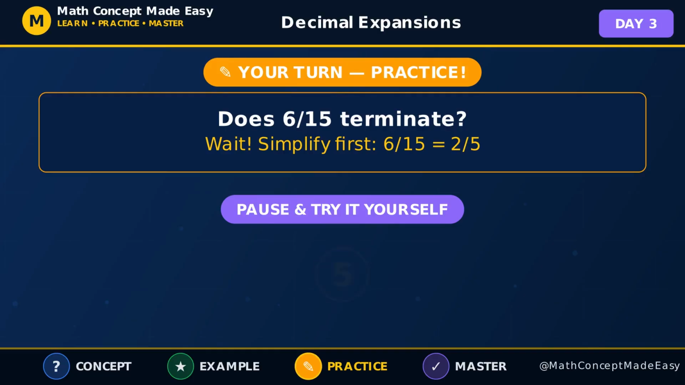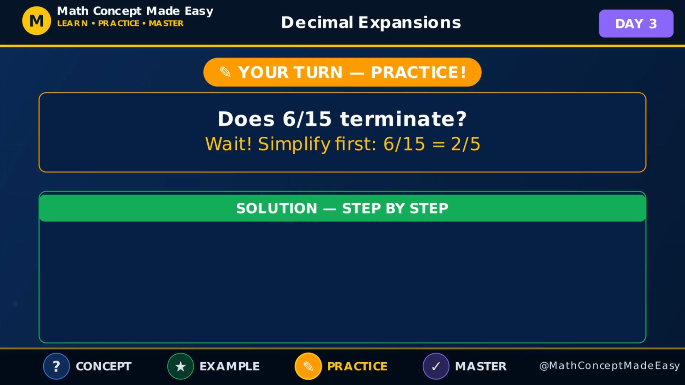Okay, let us solve it together. Denominator is 5. Yes, it terminates. How did you do? If you slipped anywhere, rewind and watch that step again. That is exactly how strong students learn.